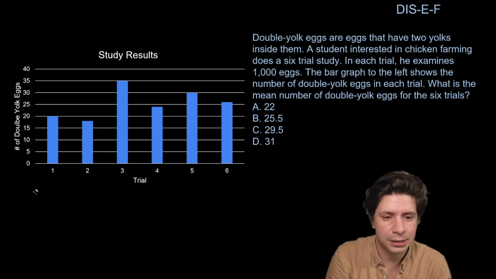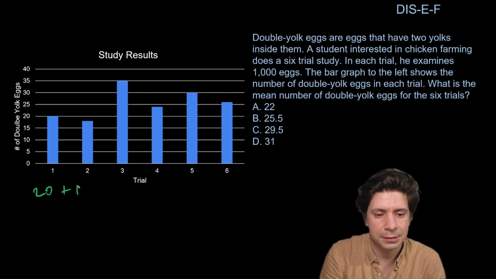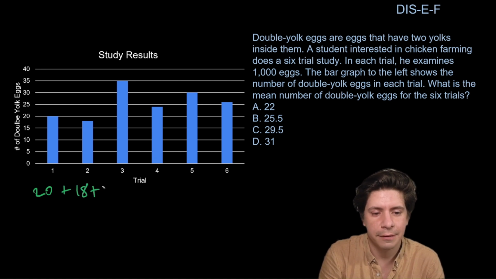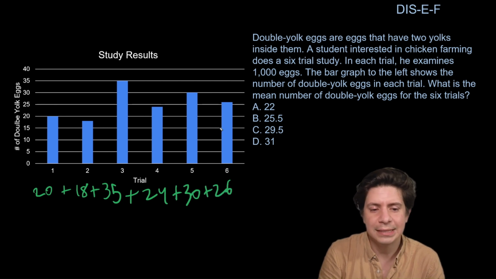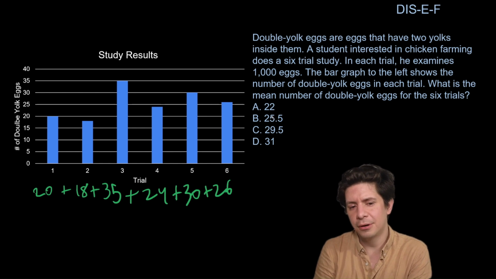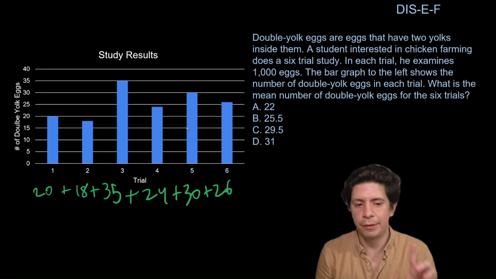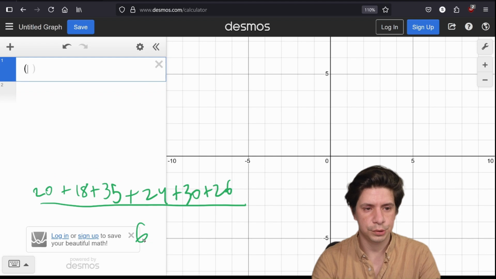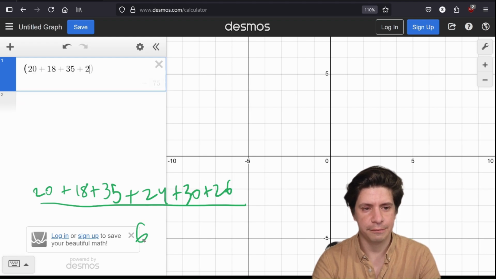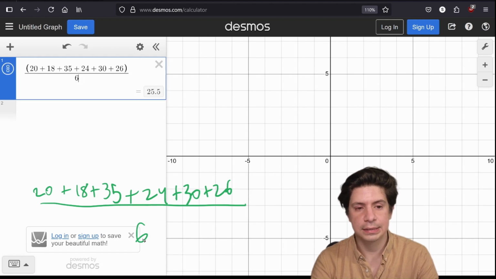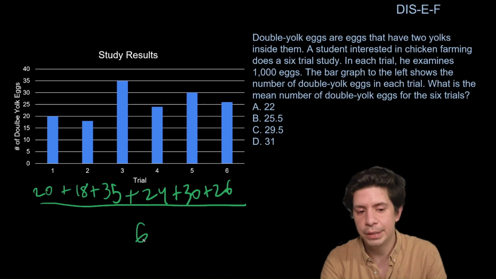So let's see, this is 20. I'm going to say this is 18. I'm going to say this is 35. This one is going to be 24. This one will be 30. And this one will be 26. Now I'm estimating on some of these, but the numbers are far apart enough that I think I can still find it, even if I'm off by 1 or 2 on a couple of them. So it'll be 20 plus 18 plus 35 plus 24 plus 30 plus 26 divided by 6, and we get 25.5. B as in boy again.